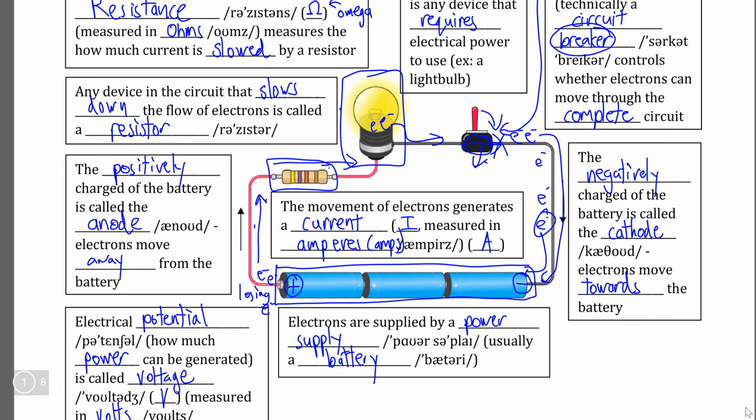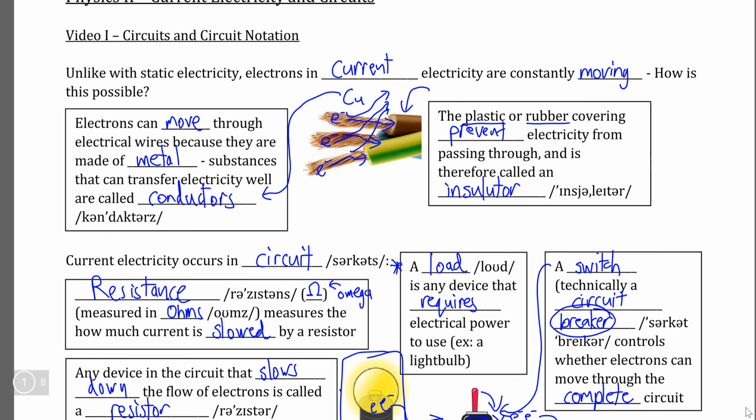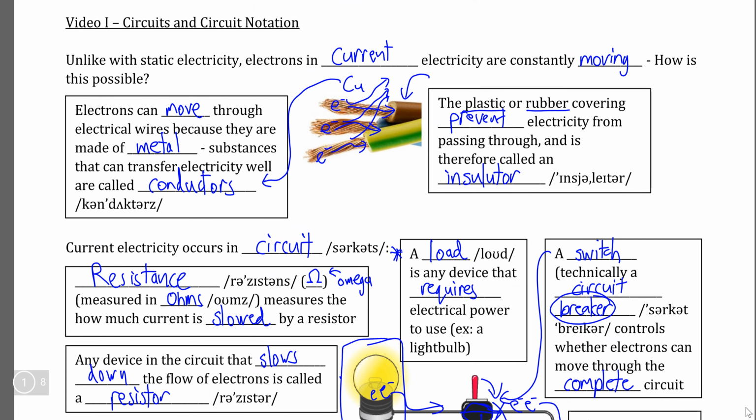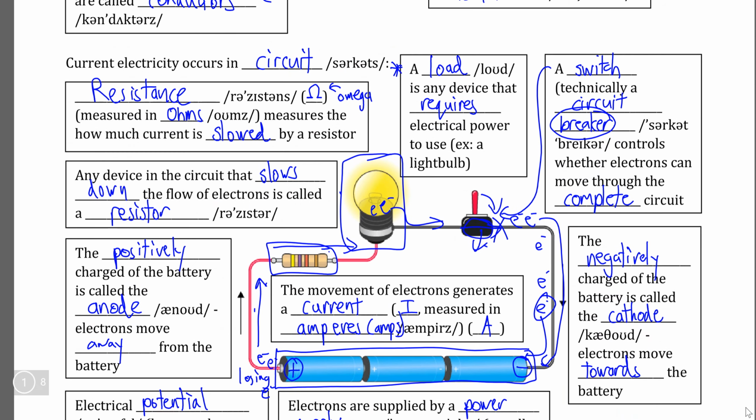In the next video, we're going to look at a notation system that we can use in order to represent circuits so that we don't need to draw out batteries and specific resistors, specific loads, and a circuit breaker. We are going to learn the shorthand notation system that electricians and electrical engineers use in order to quickly understand and read how a circuit works.